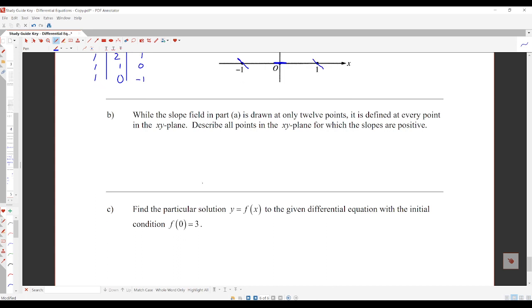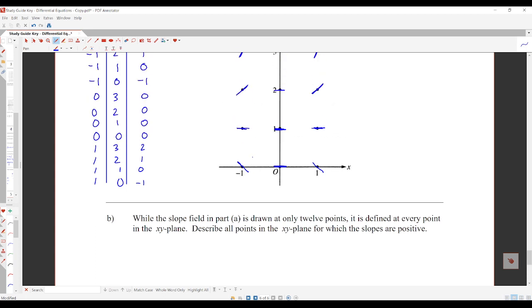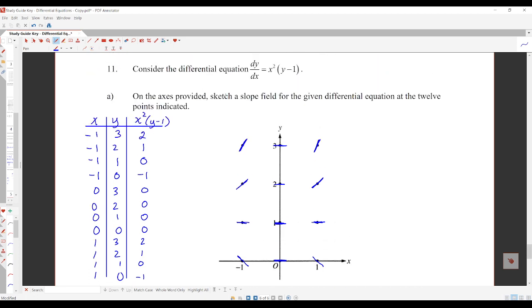While the slope field in part A is drawn on only 12 points, it is defined for every point in the xy plane. Describe all the points in the xy plane for which the slopes are positive. So we could say that dy dx is always going to be positive when? Well, if we take a look at that equation of x squared times y minus 1, x squared is always going to be positive. So that's fine. It doesn't matter what x is, it's going to be positive. And so y minus 1 is positive when y is greater than 1.